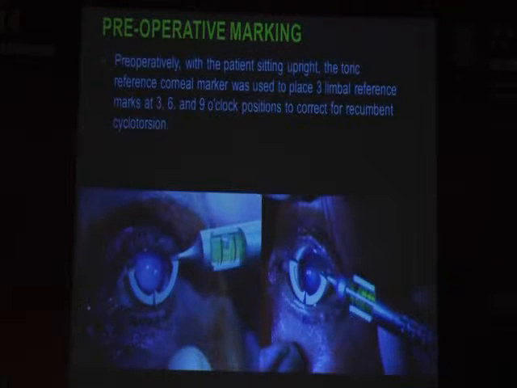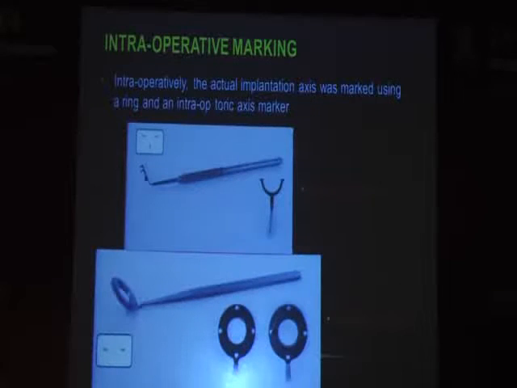Preoperative marking. Preoperatively, with the patient sitting upright, the reference corneal marker was used to place 3 limbal reference marks at 3, 6 and 9 o'clock positions. It was done in the sitting position to correct for recumbent cyclotorsion. Intraoperatively, the actual implantation axis was marked using a ring and an intraop toric axis marker.